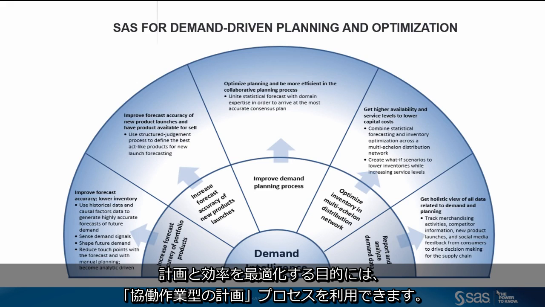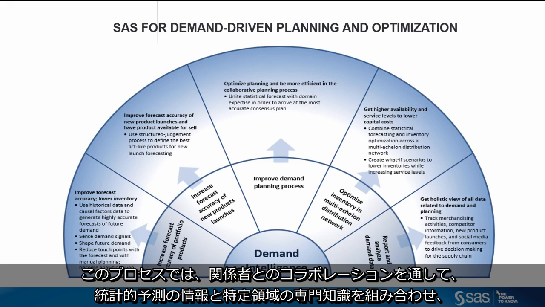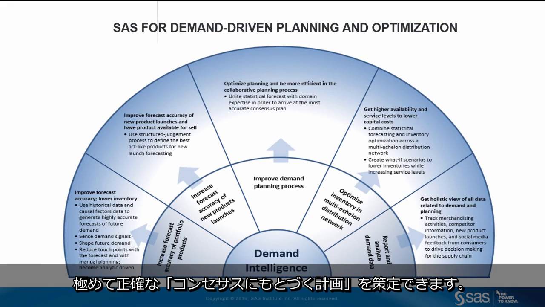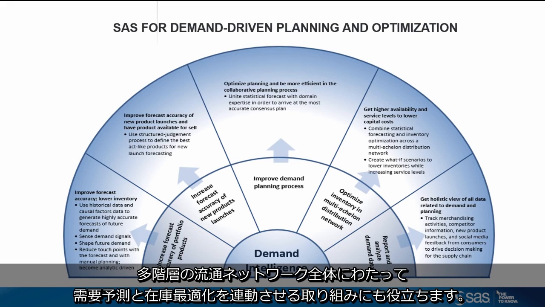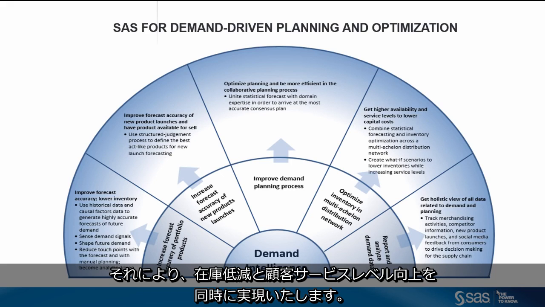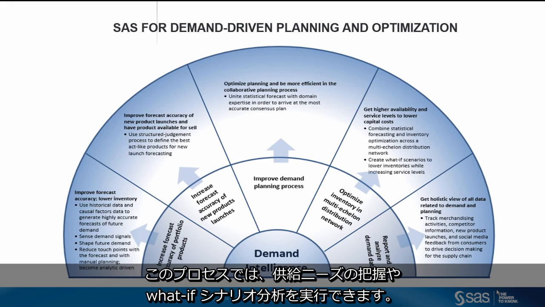To optimize planning and efficiency, you can use collaborative planning. Collaborating with stakeholders enables you to combine statistical forecast information with domain knowledge in order to construct the most accurate consensus plan. SAS for demand-driven planning and optimization also helps you combine the demand forecast and the inventory optimization across a multi-echelon distribution network. The result is lower inventories with increased customer service levels. During this process, you can perform supply shaping or what-if scenario analysis.